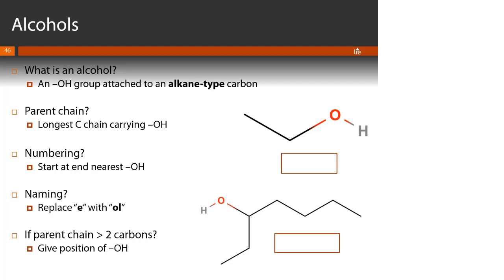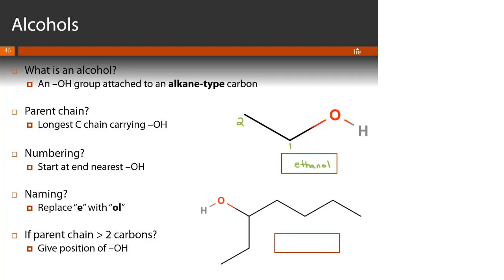Okay, so let's start with the one at top. We'll start by numbering our carbon chain. And so a 2-carbon alkane would be ethane. We're going to drop the E and add OL. So the IUPAC name for this molecule would be ethanol.